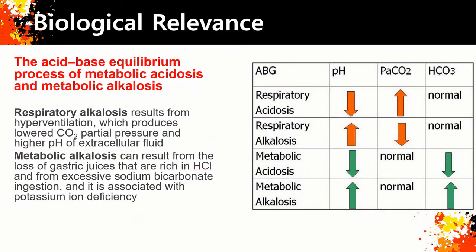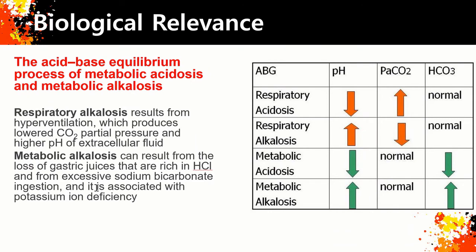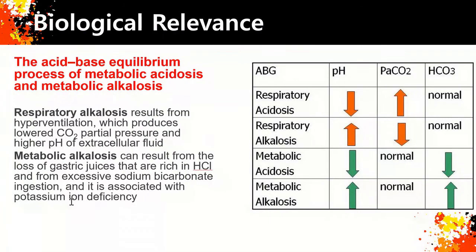So I mentioned these two previously. However, just to say that respiratory alkalosis results from hyperventilation, which produces lowered CO2 partial pressure and the higher pH of extracellular fluid. While metabolic alkalosis can result from the loss of gastric juices that are rich in HCl and from excessive sodium bicarbonate ingestion, and it is associated with potassium ion deficiency.